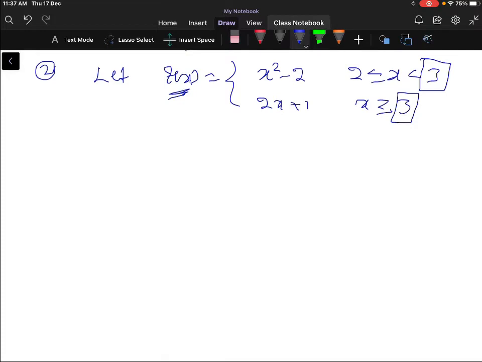So first let us define the function value of f of x at x equal to 3. You can observe f of x equals x square minus 2 for x less than 3, and f of x is 2x plus 1 for x is 3 and greater than 3. So therefore you can define f of 3 for this function. So 2 into 3 plus 1, that is 7. Function value is 7.